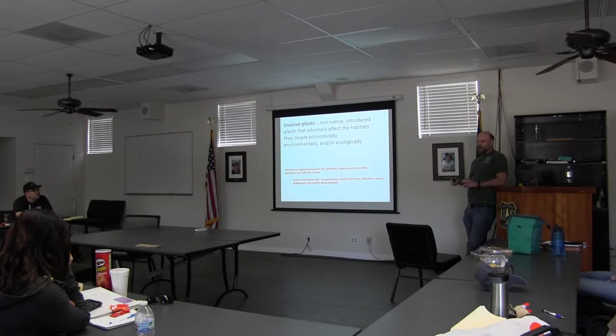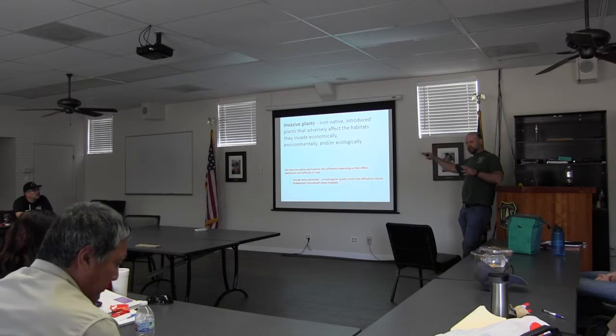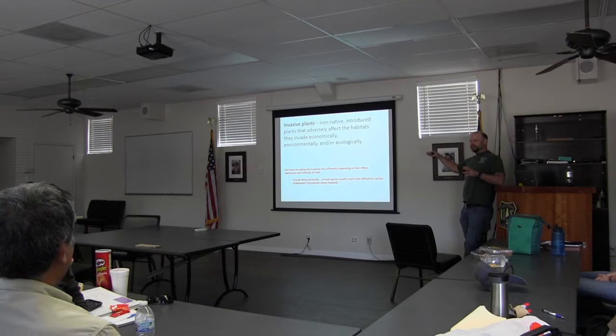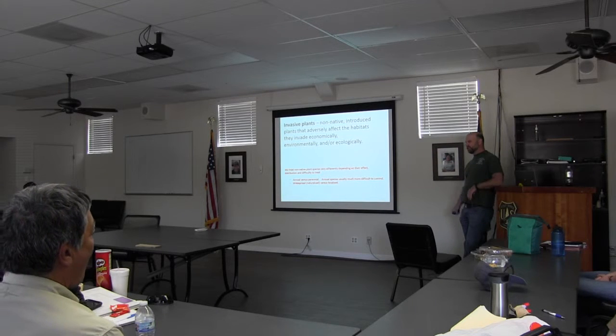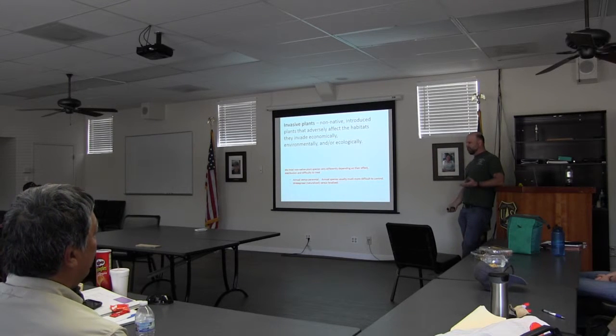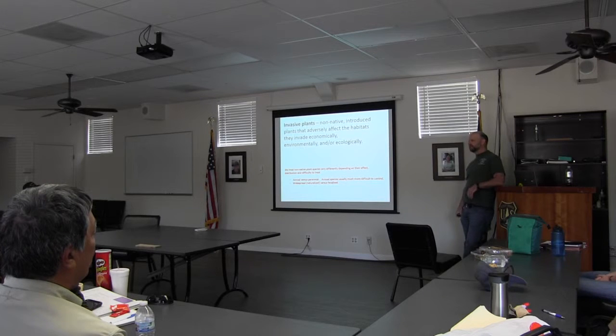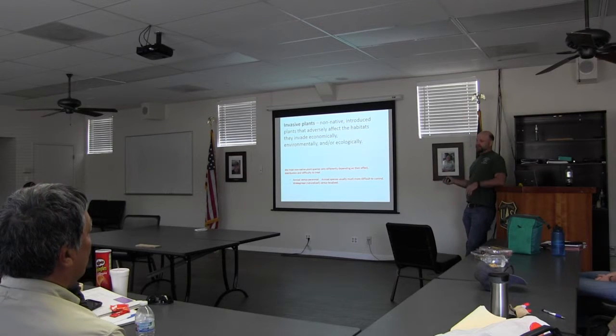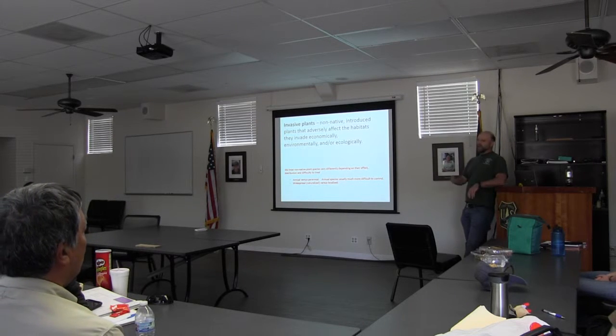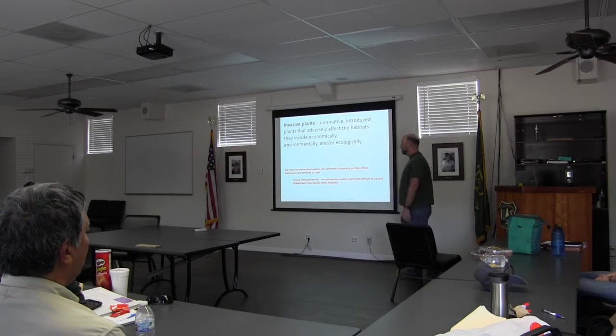So I'm going to talk about this in sort of two parts. The first part is going to be talking about some of the species on the Cleveland National Forest that we actively manage and try to treat and try to eradicate from certain areas. And then the second part is about the more widespread, what we call naturalized non-native species, which really impact you guys a lot more than the stuff we target specifically.